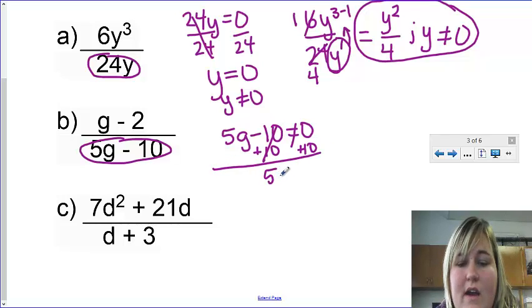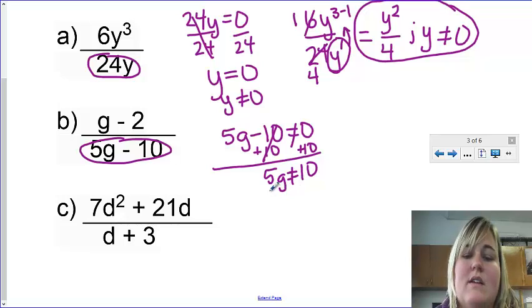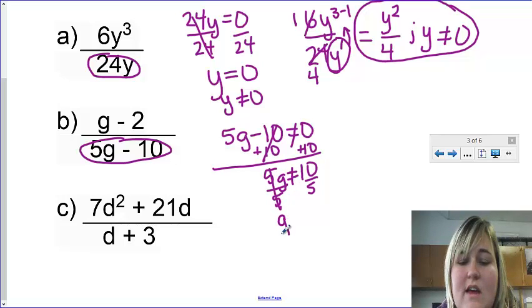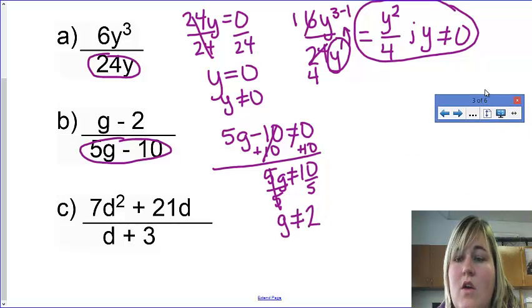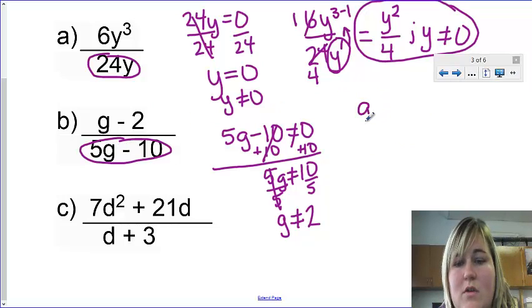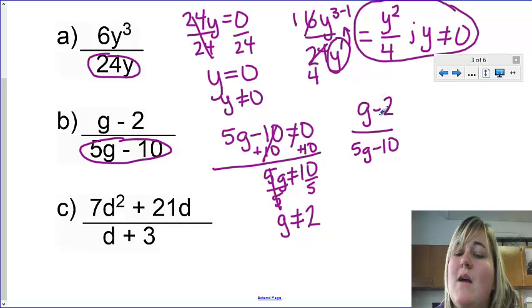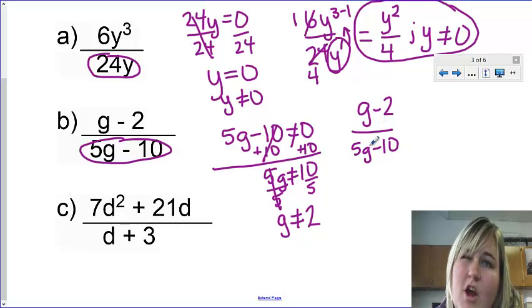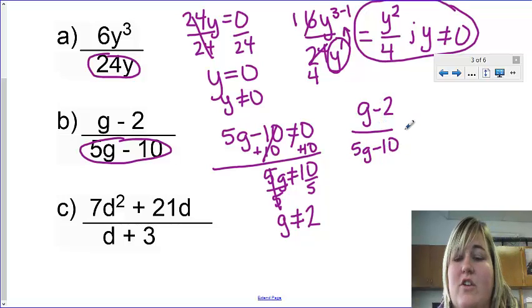So I have 5g does not equal 10. And to get g by itself, I'm going to divide by 5 on both sides. So I get that g cannot equal 2. That's my excluded value. What I'm going to do next is the simplifying. So I'm going to start with the original expression, which is g minus 2 over 5g minus 10. On the top, there's not anything that I can do, but on the bottom, I hope that you can recognize that we can factor.